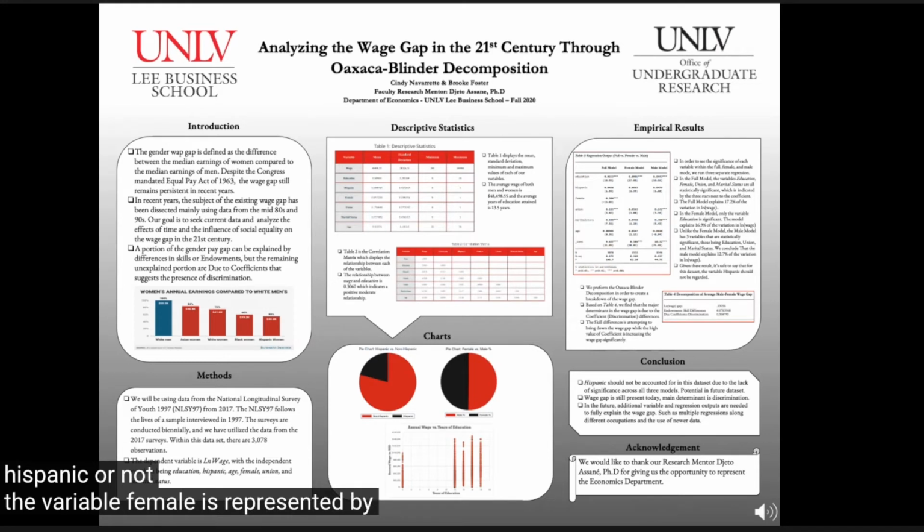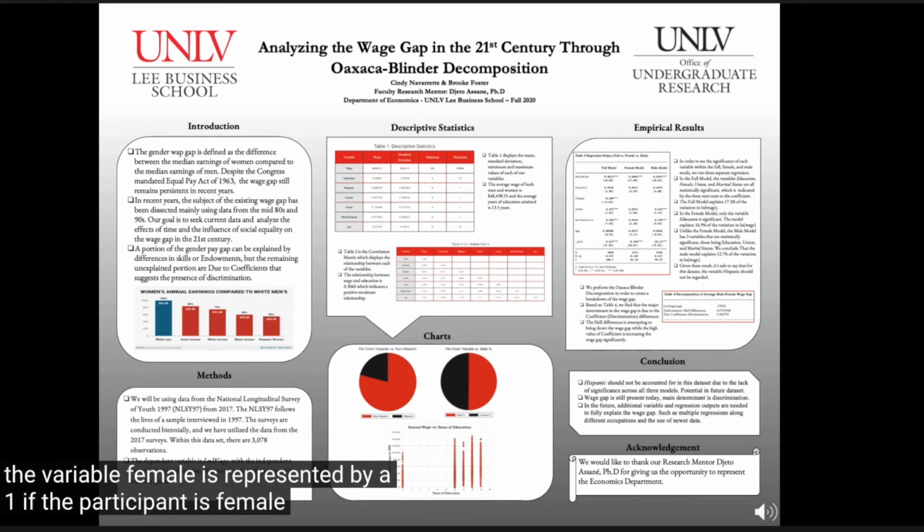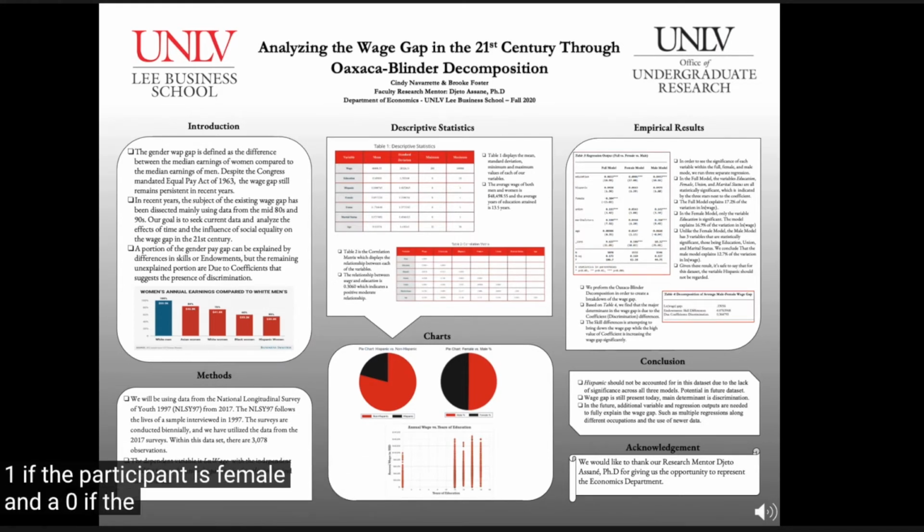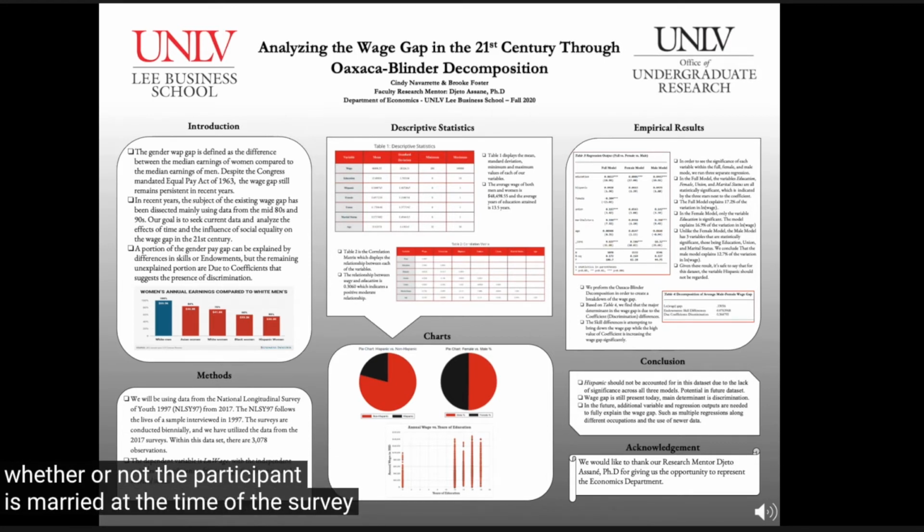The variable female is represented by a 1 if the participant is female and a 0 if the participant identifies as male. The variable union indicates whether or not the participant is a member of a union, and marital status simply represents whether or not the participant is married at the time of the survey.